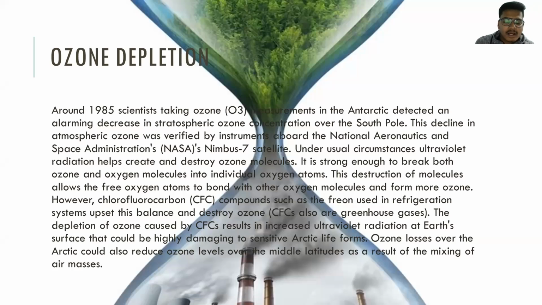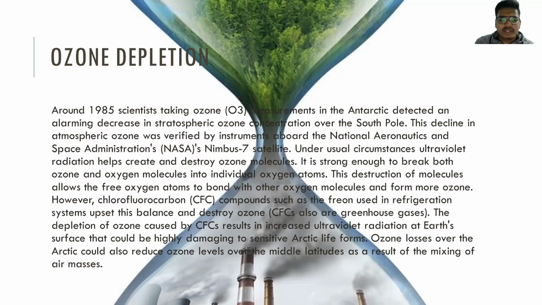Ozone depletion. Around 1985, scientists taking ozone, O3, measurements in the Antarctic detected an alarming decrease in stratospheric ozone concentration over the South Pole. This decline in atmospheric ozone was verified by instruments aboard the National Aeronautics and Space Administration's NASA's Nimbus 7 satellite. Under usual circumstances, ultraviolet radiation helps create and destroy ozone molecules. It is strong enough to break both ozone and oxygen molecules into individual oxygen atoms.